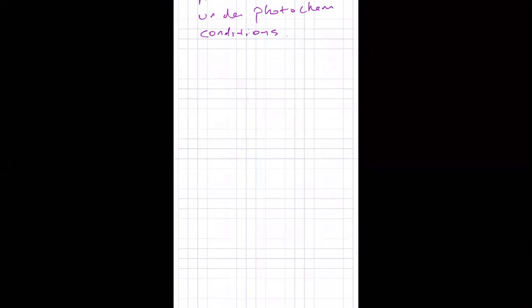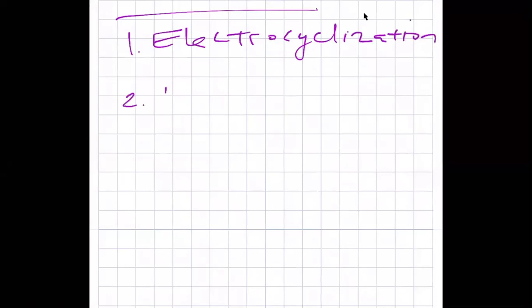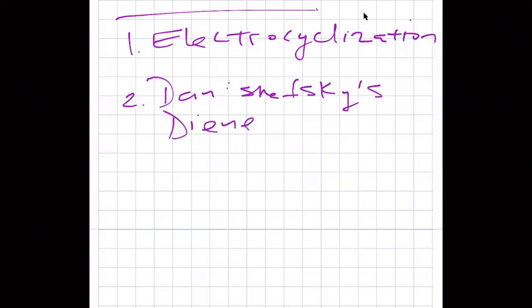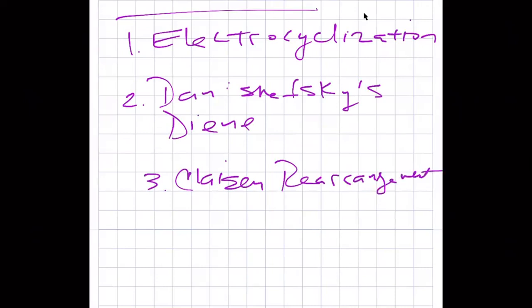All right, so I want one of you to find a publication on electrocyclization. Danishefsky's diene, that's the second one, and Claisen rearrangement. So those are the three topics. Just email me and let me know which one you're taking. And just one paper, it can be a recent paper, it doesn't matter what journal it's from.